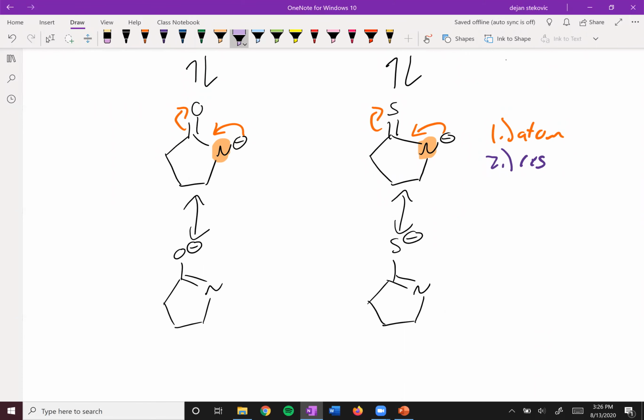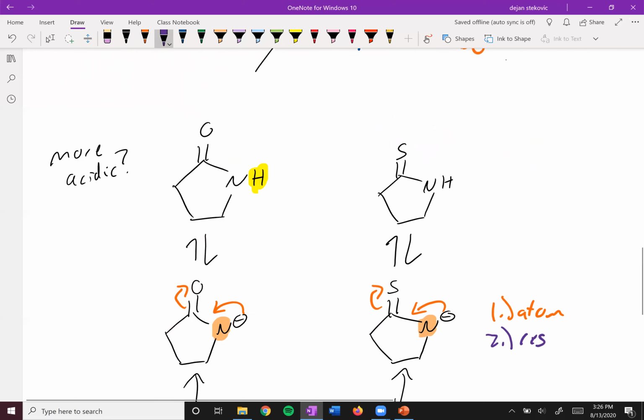Even though they both only have one resonance structure, this one's sharing a negative charge with an oxygen. This one's sharing a negative charge with a sulfur. And remember, sulfur is bigger, so S minus is more stable. And so this is going to be the weaker base, which makes this compound the stronger acid.